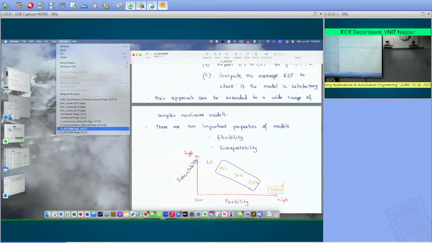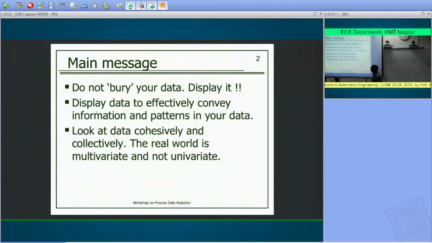Instead, you want to display it. You can display your data effectively to convey information and patterns in your data. Often as humans, we respond much better to visuals than to some complex algorithms that we don't fully understand. And when you visualize data, it allows you to look at it cohesively and collectively. And on top of it, real-world data is not univariate, it's multivariate, meaning you don't have just one measurement. You have multiple measurements that you have to understand and interpret.